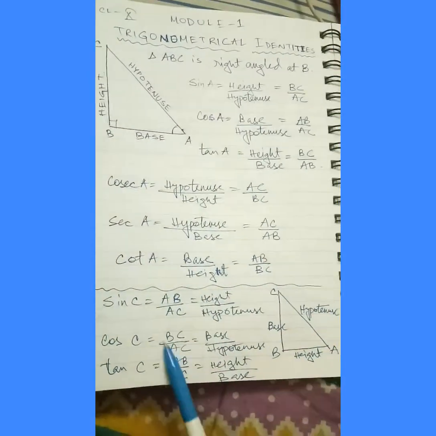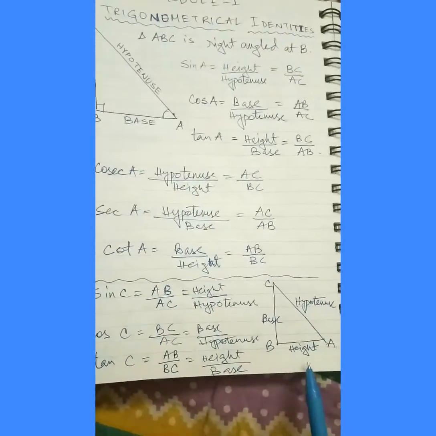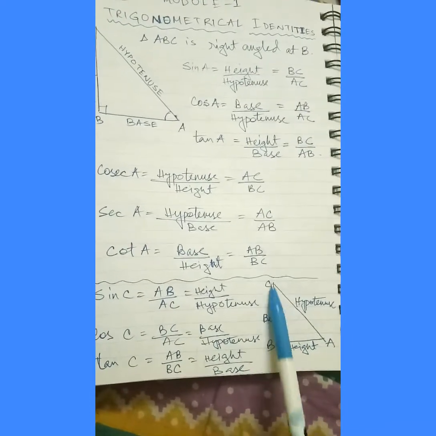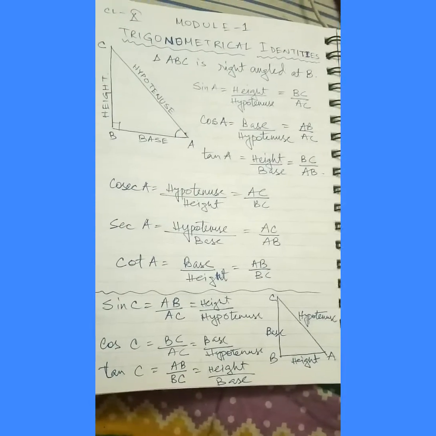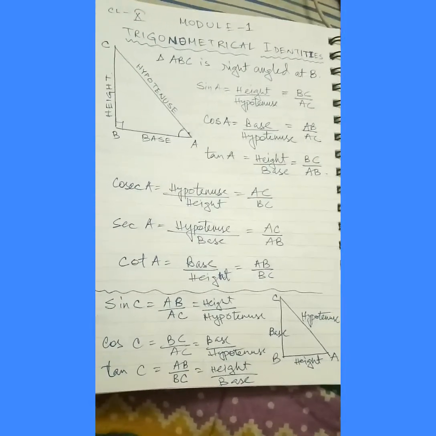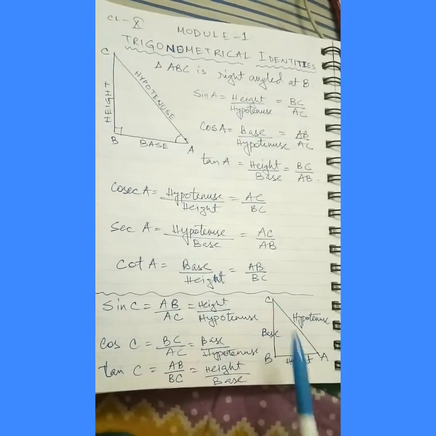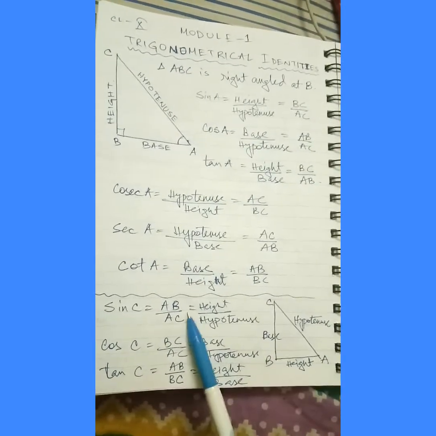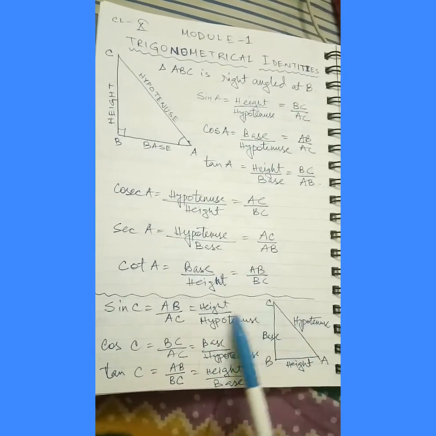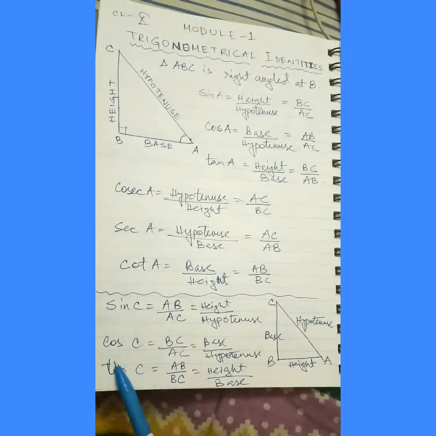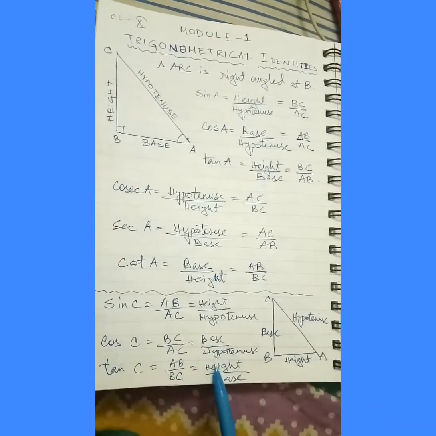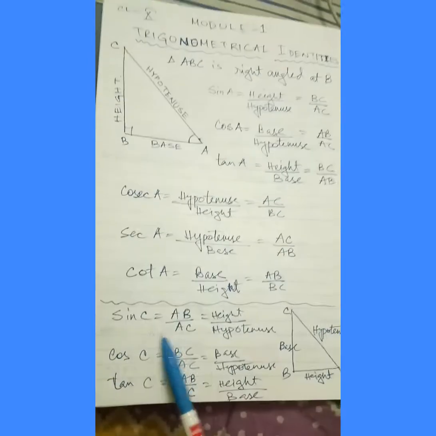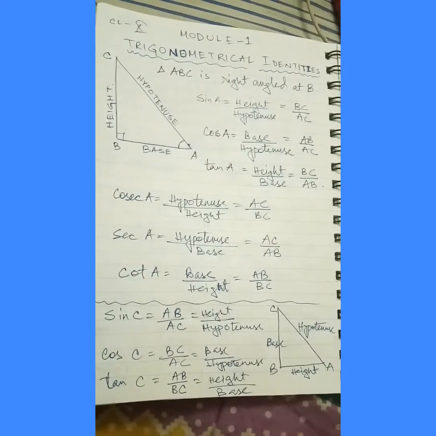Now here also, for sin C, I have written the height opposite to C. This is the base, and the hypotenuse is common. There is no change in the hypotenuse; the change is always in the height and the base. Then sin C is AB by AC, height by hypotenuse. Same for cos C, base by hypotenuse, and tan C is height by base. You have to be very careful where the angle is given. Okay, I hope you have understood this part.